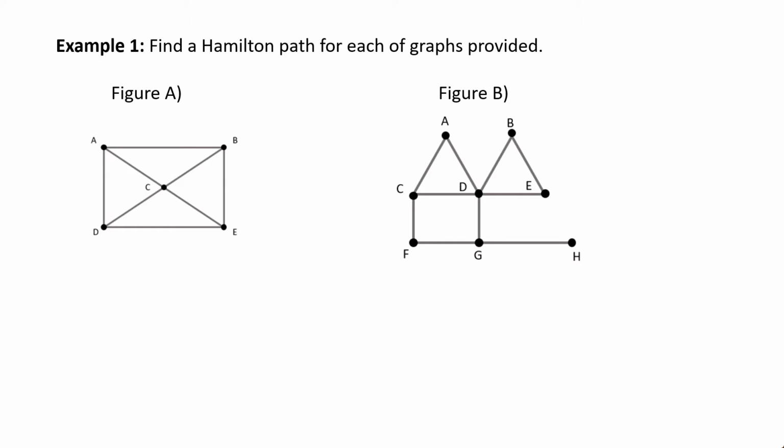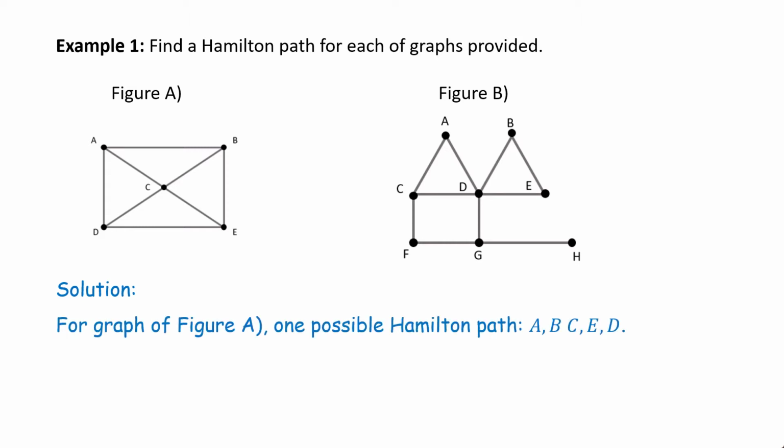Example, find a Hamilton path for each of the graphs provided. We consider figure A for a solution. For the graph of figure A, one possible Hamilton path will start at vertex A, go to B, then C, E, and D. We have hit each vertex once and only once.